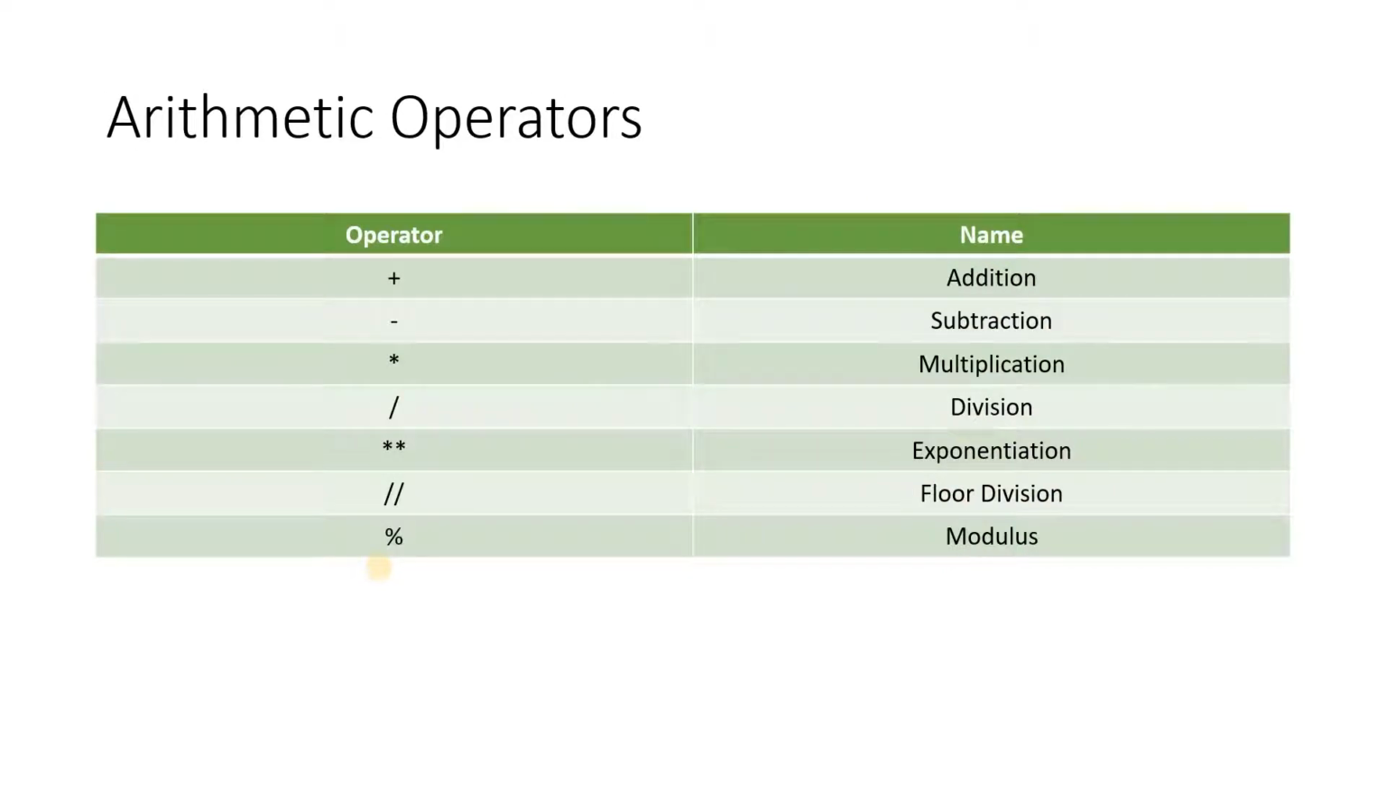So in arithmetic operators, these seven are the basic arithmetic operators in Python, which we all know: addition, subtraction, multiplication, division, exponentiation, floor division, and modulus. These seven are the basic operations in our mathematics. The arithmetic operator which gets added into Python is floor division.